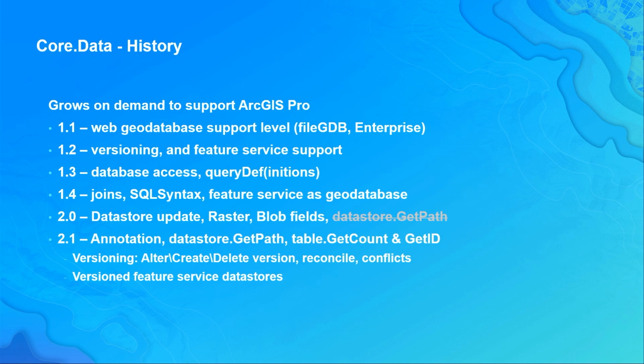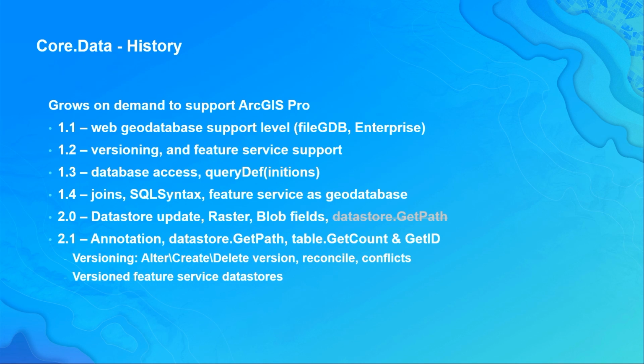We introduced raster support at that release. We introduced the ability to work with blobs, and we removed, in our great wisdom, Datastore.getPath because it didn't work correctly with enterprises. At 2.1, we introduced annotation and realized our mistake of 2.0 and reintroduced Datastore.getPath. And this, in its reintroduction, greatly enhances the ability to use it when you want to call a geoprocessing tool.